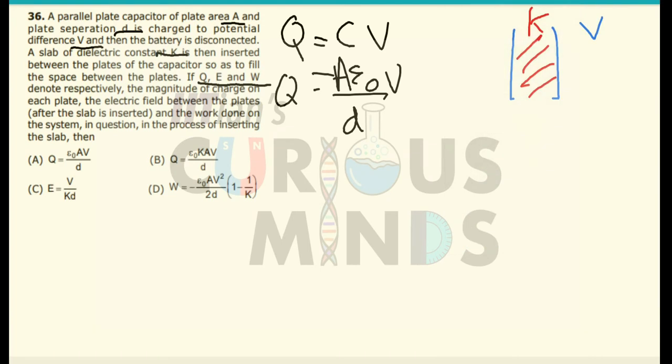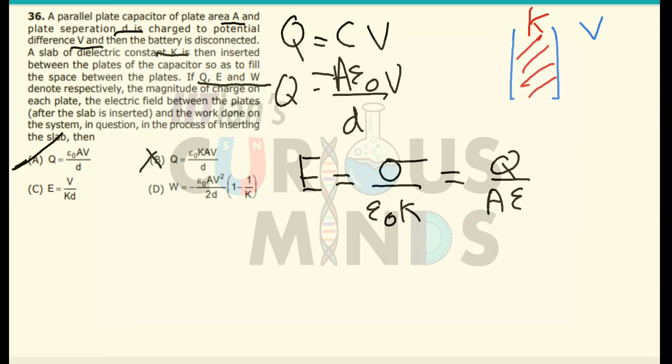Now we have to find out the electric field between the plates. So option A is correct, and option B is incorrect. The electric field will be given as sigma divided by epsilon naught K. Now sigma is equal to Q by A, so E is Q by A epsilon naught K. Q by A epsilon naught is equal to V by D, so it is equal to V by KD. So option C is also correct.